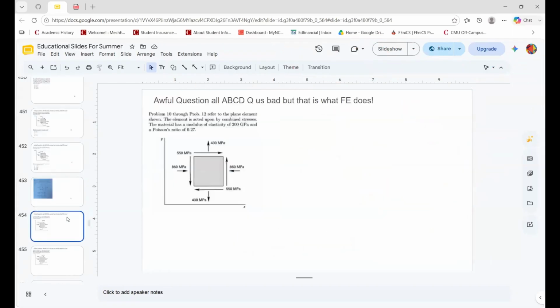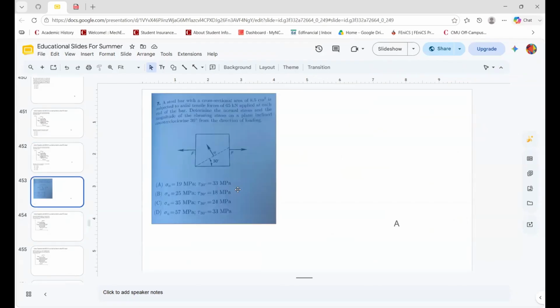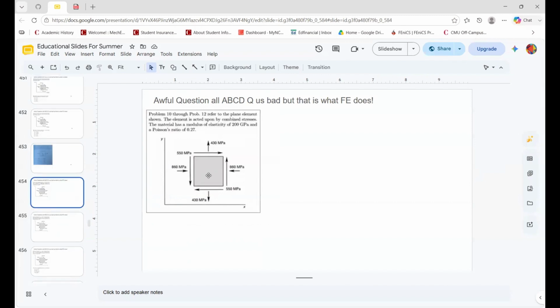So problem 10 to 12. Oh yeah, I also got 39 over there, so 33. I got 33.08, so that is correct. 10 to 12 refers to a plane element shown. Oh wait, where is the question? I'll just read this first. The element is acting upon a glass material with modulus of 200 and Poisson's ratio 0.27.